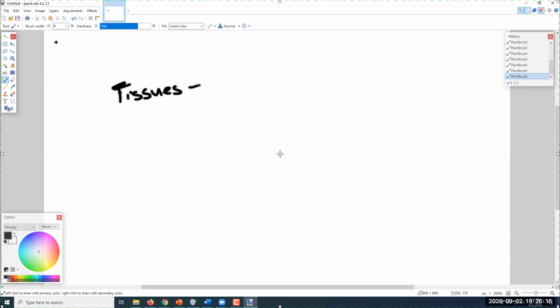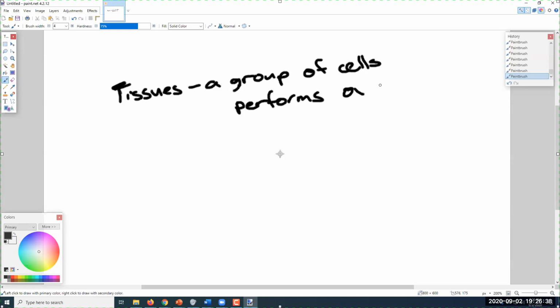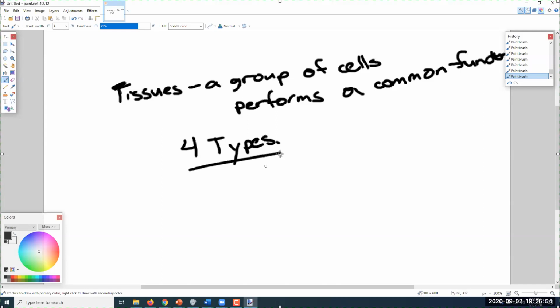Okay, so we're going to be learning about tissues today. The definition of tissues is a group of cells that perform a common function. Okay. And there's 4 types of tissues that we'll be learning today. Okay, 4 general types. There's actually a lot more than 4.